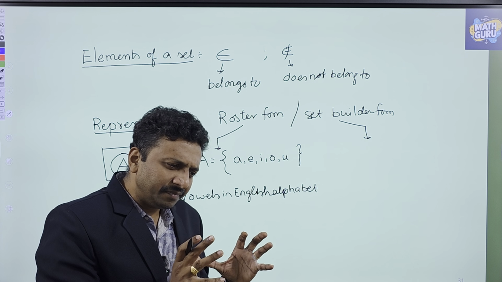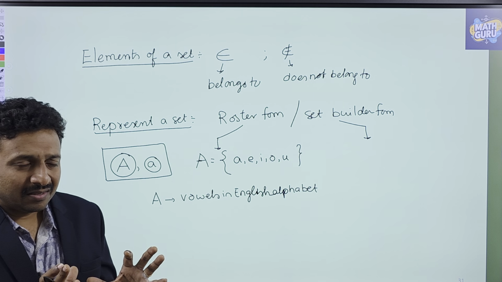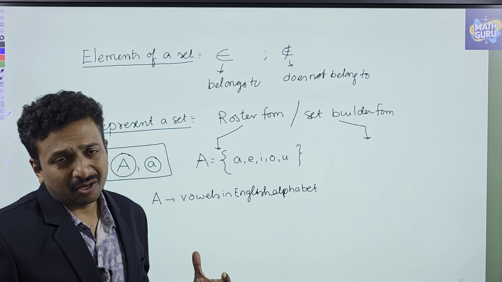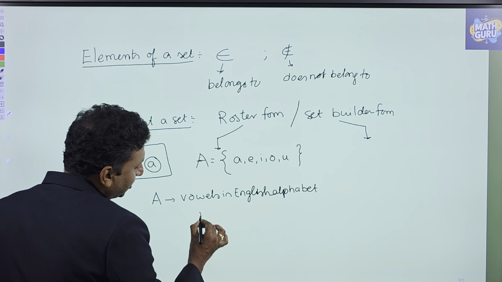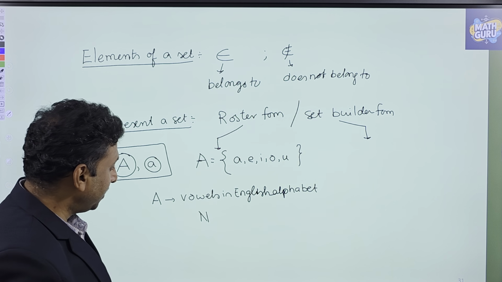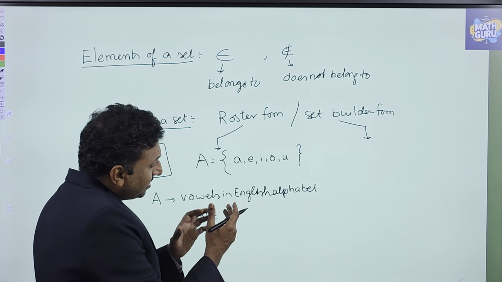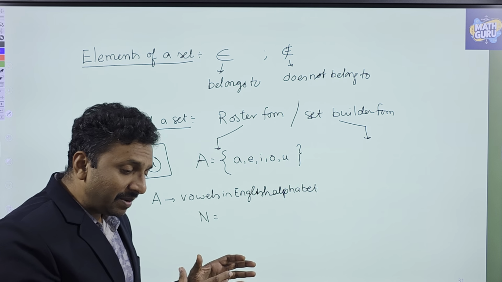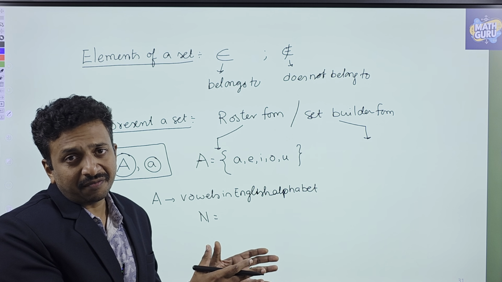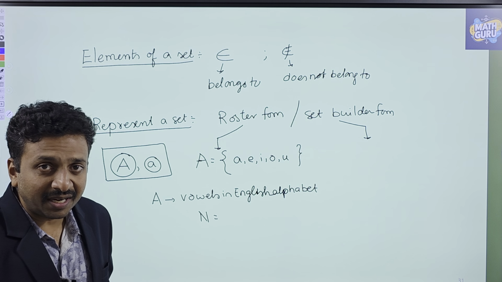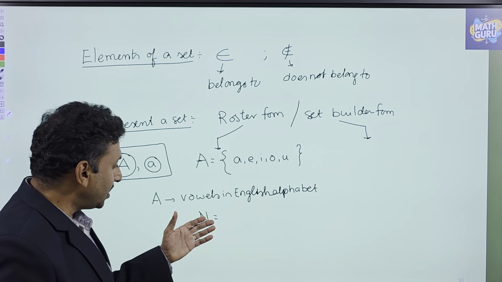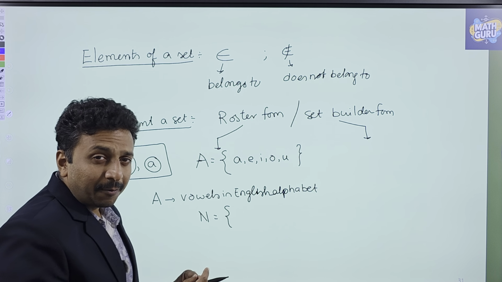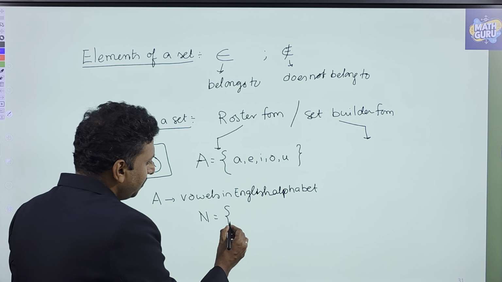If the sets are very basic, it's comfortable to just write the set in roster form. For example, I'm talking about natural numbers. There are some sets which are called finite sets, there are some sets which are called infinite sets. If the number of elements in a set is finite, then such a set is called a finite set. If the number of elements in a set is infinite, it is called an infinite set. The set of natural numbers, as we know, is infinite. If you want to represent infinite sets in roster form, we'll do it like this.